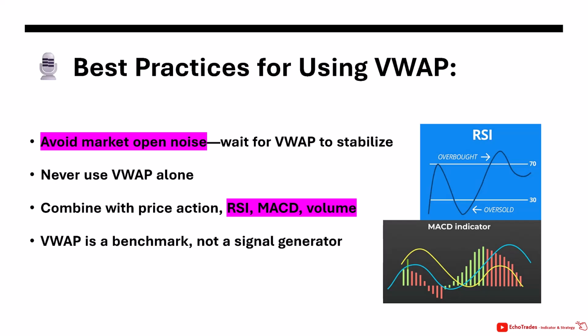First, maybe avoid the opening chaos. The first few minutes. Yeah, the first 5, 10, maybe 15 minutes. Volatility is wild. VWAP hasn't really settled yet. Let the market breathe a bit. Let the line stabilize. Good tip. What else? And maybe the most critical thing, use it with confirmation. Never, ever rely on VWAP by itself.